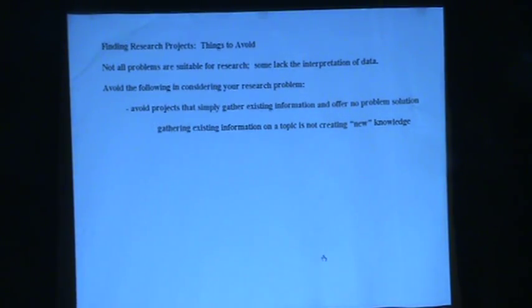Gathering existing information on a topic is not creating new knowledge. I remember when we were buying our house, the real estate agent said, well, let me go do some research, and the next day came back and had a whole bunch of listings for us. Well, she didn't do research. She went and gathered existing knowledge. She collected existing knowledge for us. But that's not research. Research in this class is considered evidence-based inquiry. That is looking to answer a question.